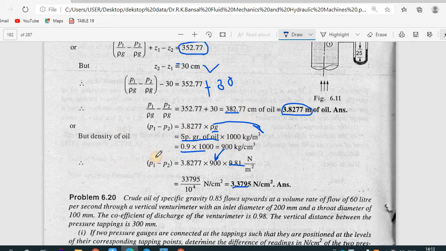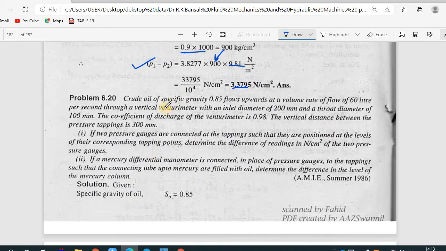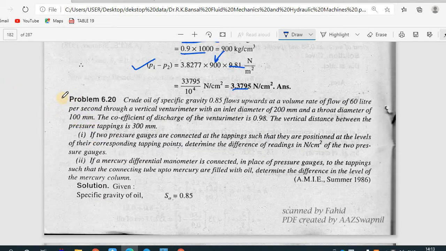So in this way you can find the difference of pressure by using this formula. Simply put the values in and calculate. After that we'll start with the next numerical.